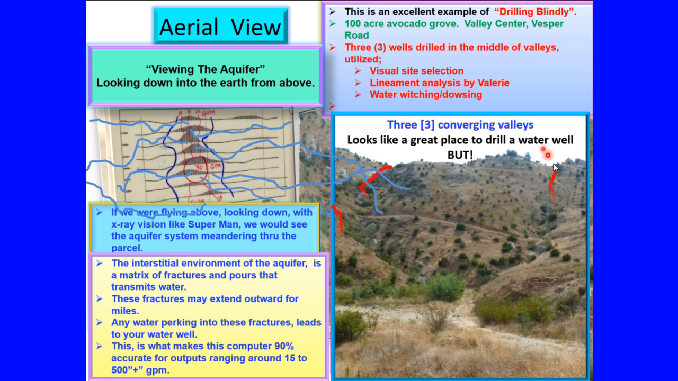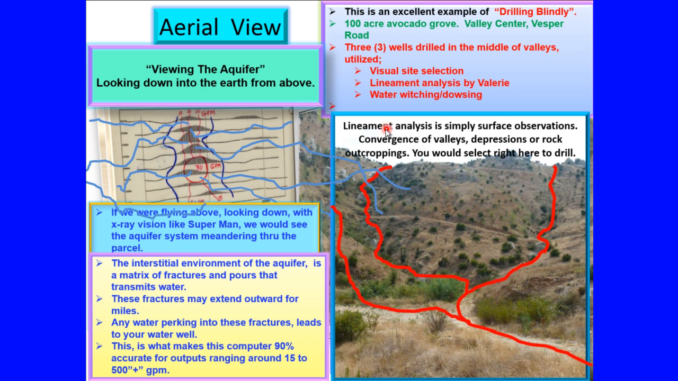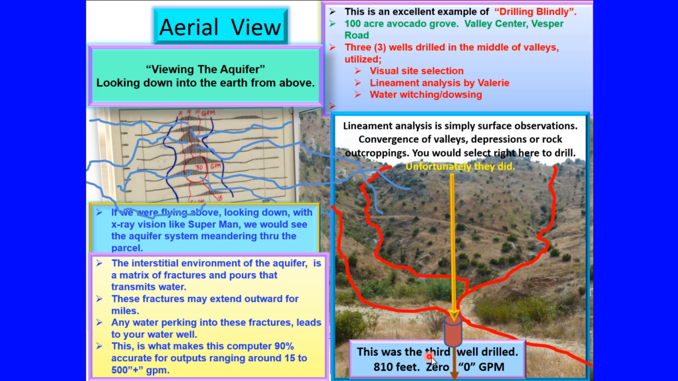3 converging valleys. Looks like a great place to drill a water well, but lineament analysis is simply surface observations, convergence of valleys, depressions, or rock outcroppings. You would select right here to drill. Unfortunately, they did. This was the third well drilled, 810 feet, 0 gallons per minute.